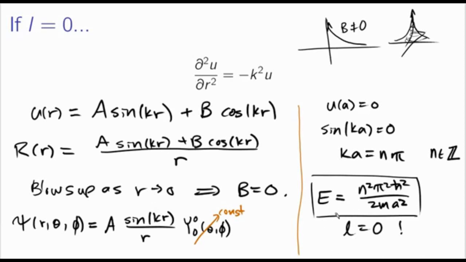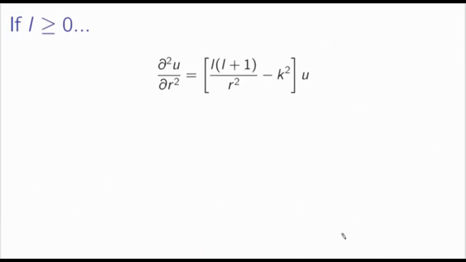We get the same sort of structure as before. So what do we get for L not equal to 0? If L is not equal to 0, the actual equation we have to solve is the same equation we were talking about before. And unfortunately, this equation is difficult to solve.